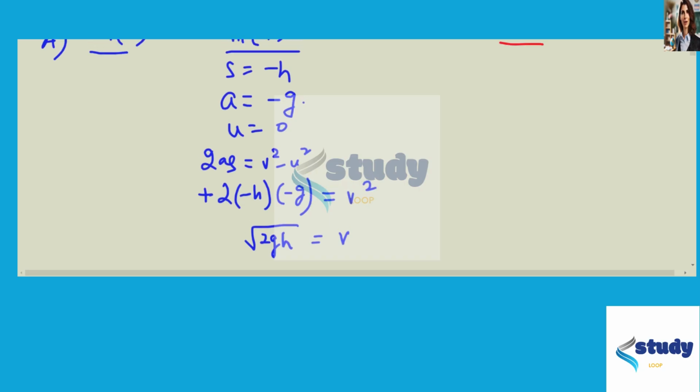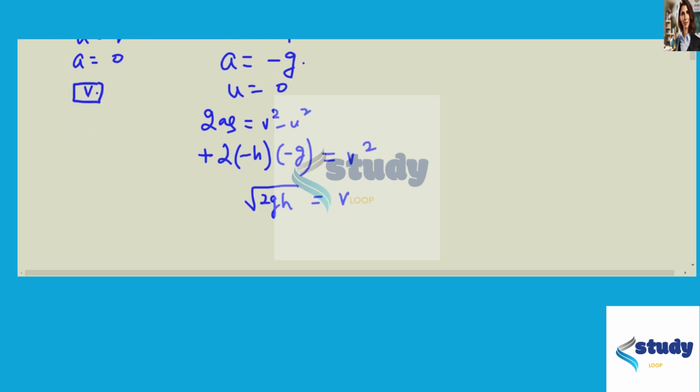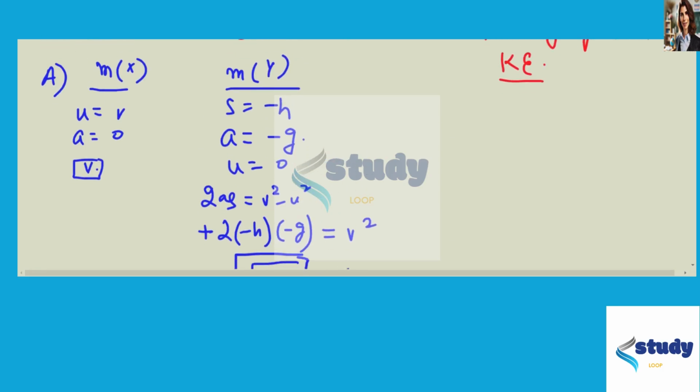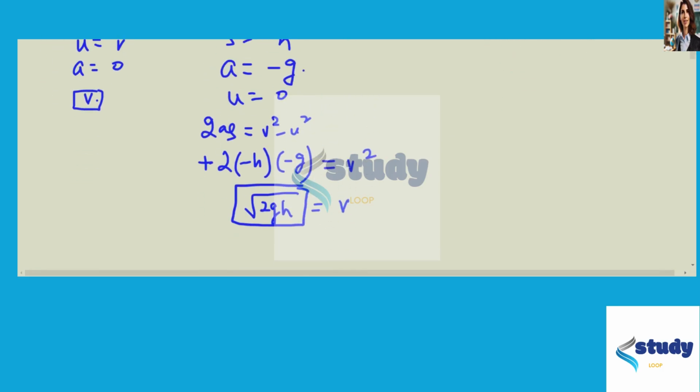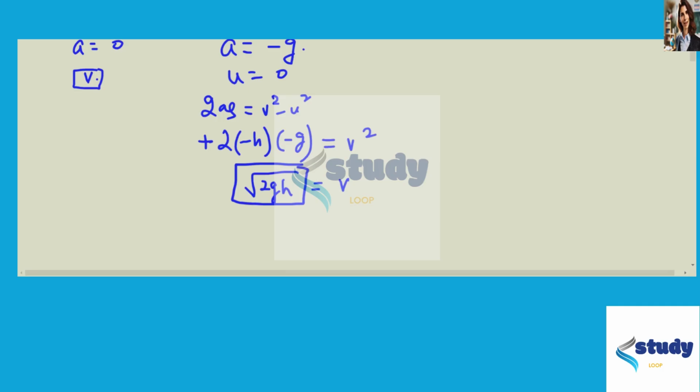And along x, initial velocity is v, acceleration is 0, and since there is no acceleration, final velocity will be same. So it will be v only, right? So we have got the final velocity along x, and we have got the final velocity along y. So if we figure out the speed with which it hits the ground, that will be root of v squared plus 2gh. So this will be the speed for the first one.